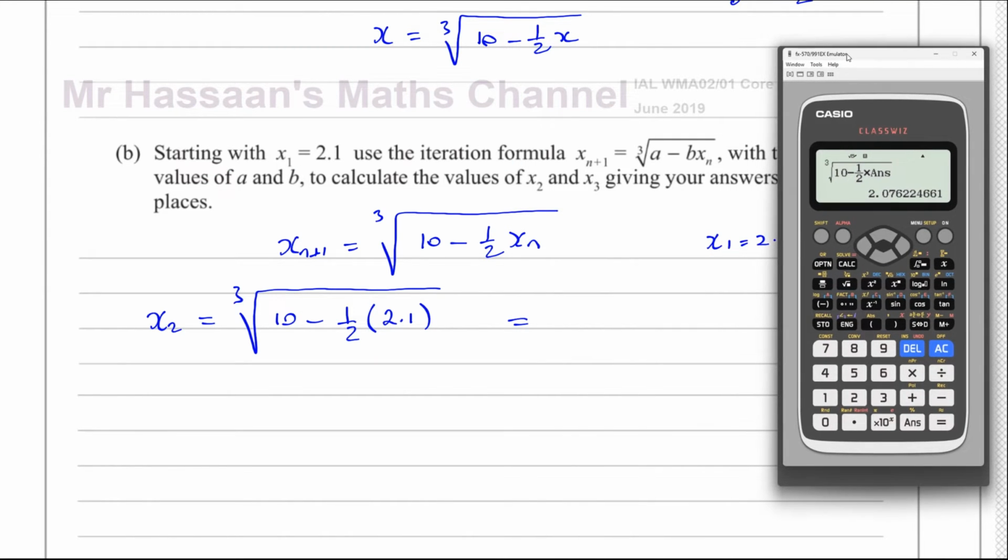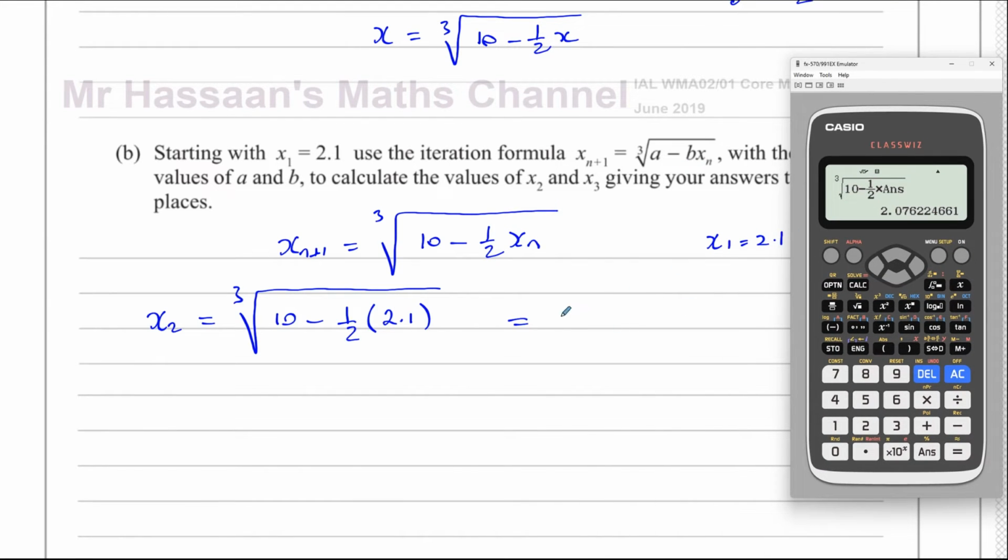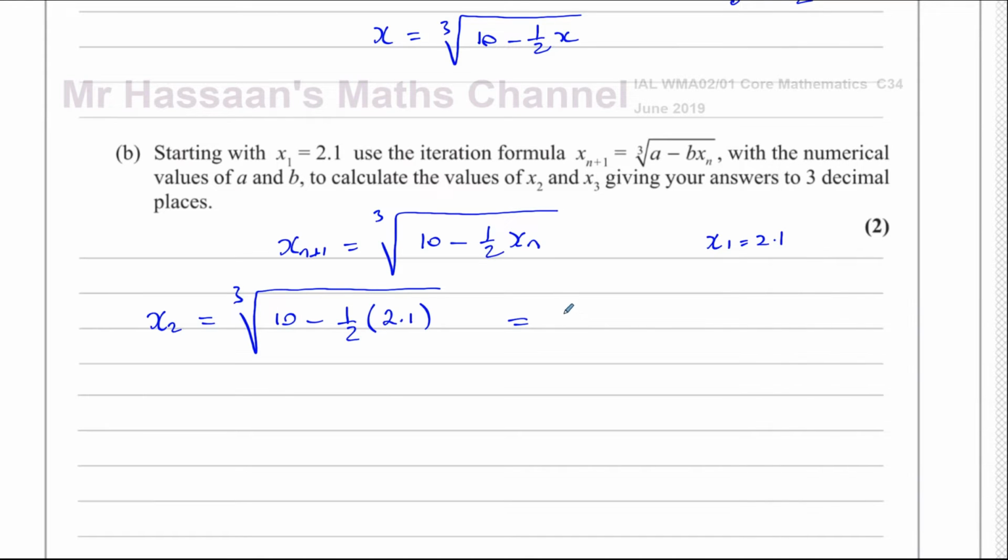It says correct to 3 decimal places. So it says find x2 and x3 correct to 3 decimal places. So I'll first write it down to more than that, which is 2.07622, which to 3 decimal places is 2.076. And then x3 is going to be the cube root. Now I don't really have to write it down, but I'll write it down anyway. But after this, the rest of them, because only 2, I'm going to write them both down.